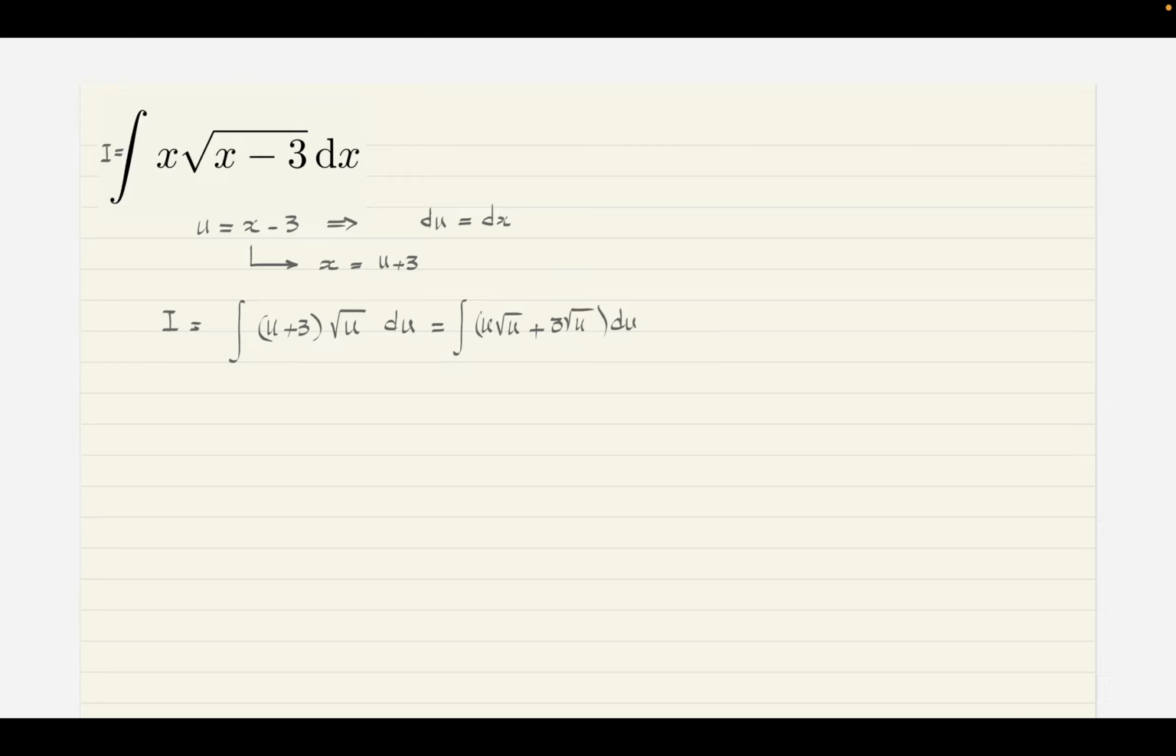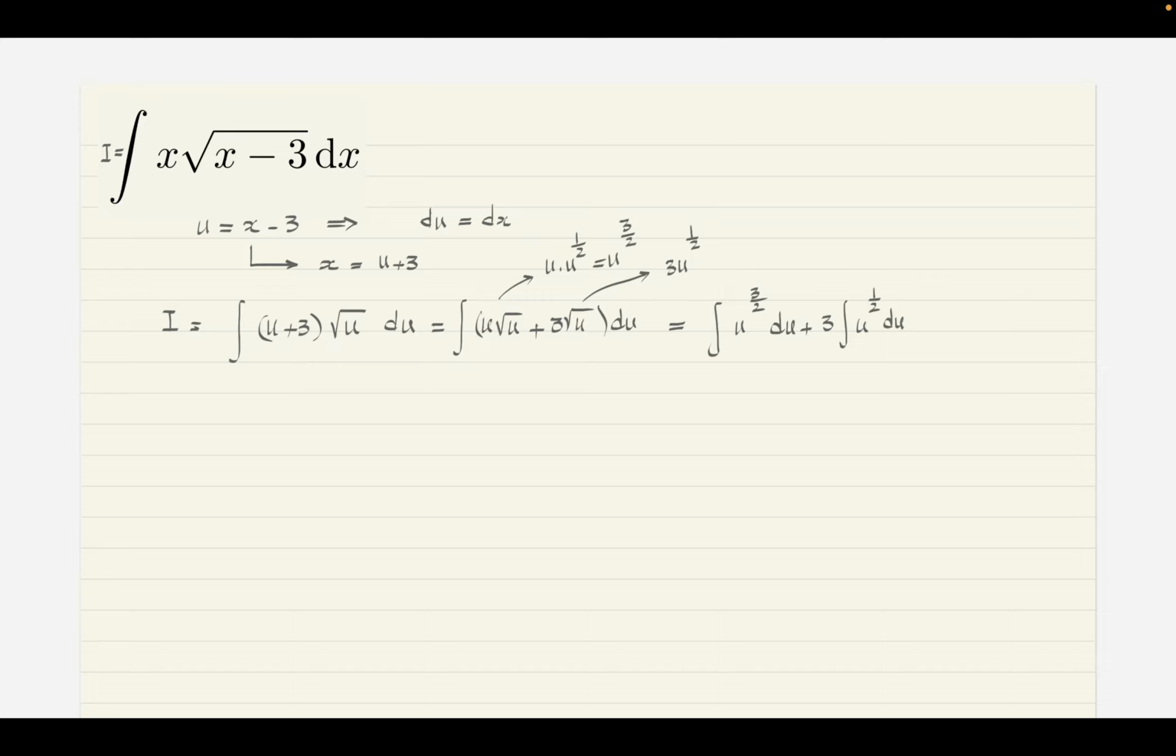Okay, so now I can split it, but I can write it as u times u to power 1/2. So it becomes u to the power of 3 over 2. And this can also be written as 3u to power 1 over 2. So if I open up the integral and make two integrals out of it, it becomes integral of the first one, u to the 3/2 du, and then plus 3 is a multiplicative constant, so I pull it out, then integral of u to power 1/2 du.